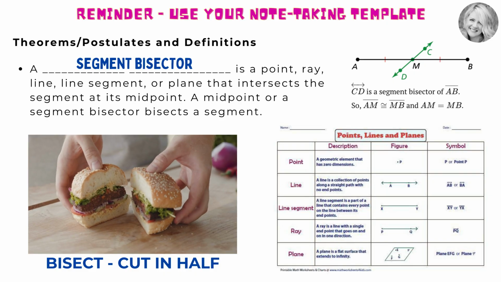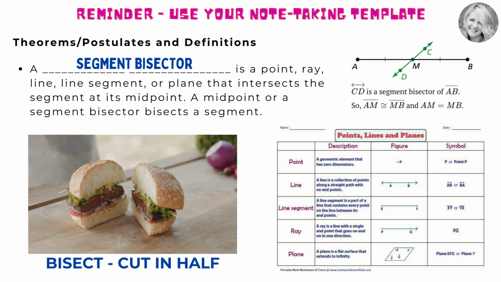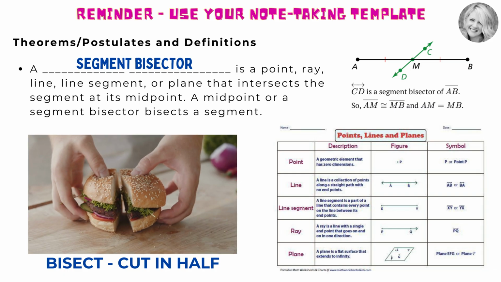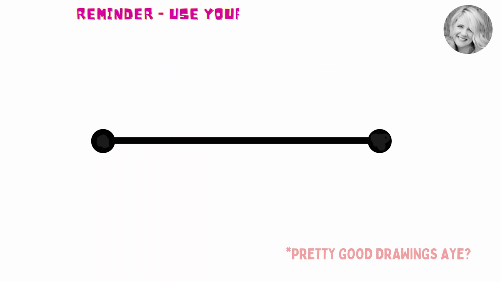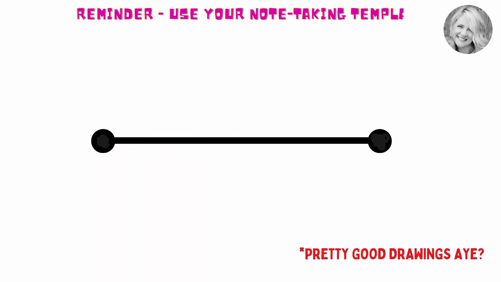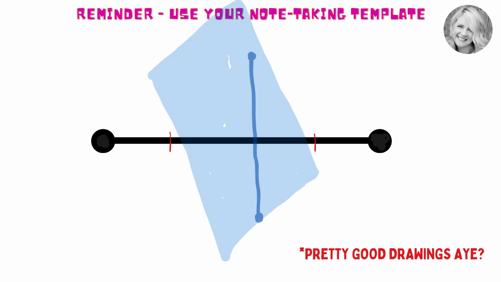And here is a quick little cheat sheet of what those are. A segment can be bisected or cut in half by a point, a line, a ray, a segment, or even a plane.